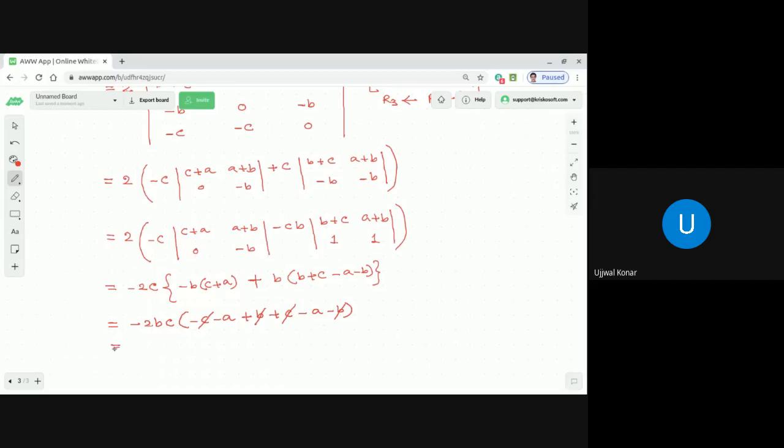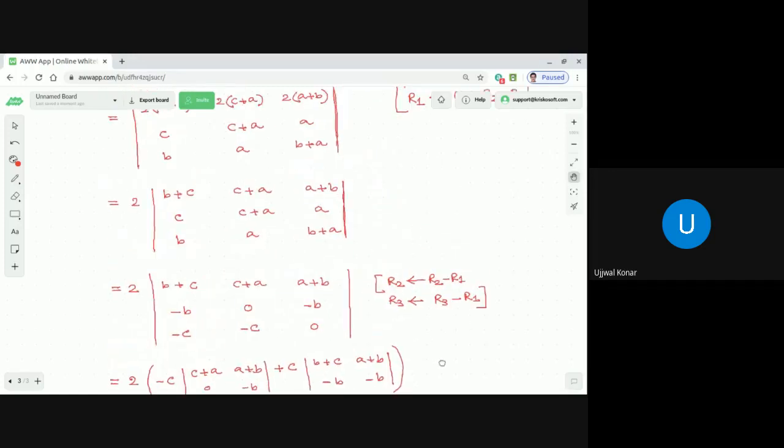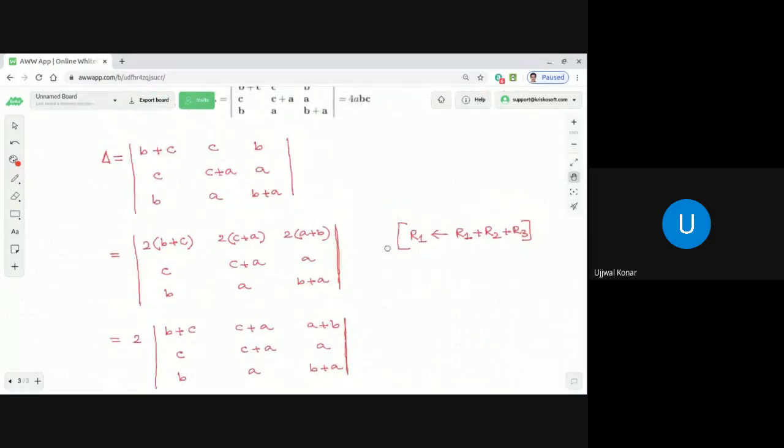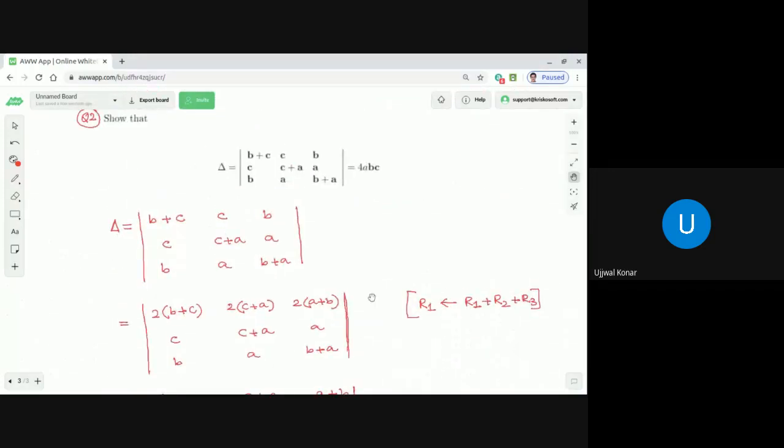Minus 2A. So minus 2BC into minus 2A. So that if we multiply, then we get 4ABC. And we are able to prove it, dear students, just by applying the properties of the determinants.